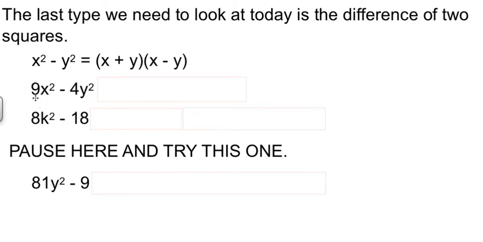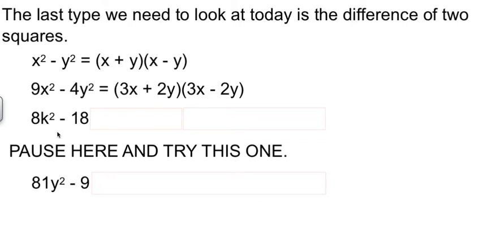Well, 9 is 3 times 3. X squared is x times x. 4 is 2 times 2. Y squared is y times y. So everything is a square, and it's a minus in the middle. We're in business. 3x and 3x, 2y and 2y, 1 plus 1 minus.